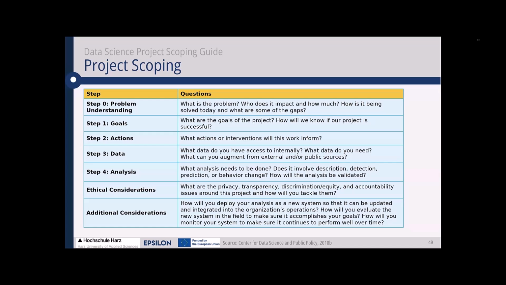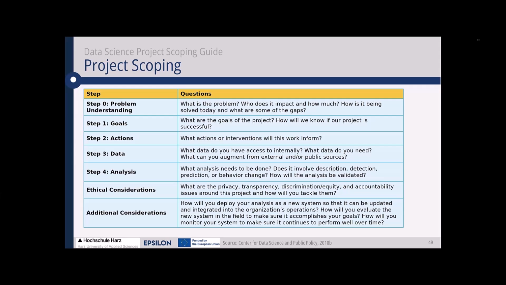Then you work on actions. So what actions do you need in order to make your project work? What data do you need in order to make your project work? And here, based on the data maturity, you might already screen the organization and ask yourself, what kind of data do you need? In which format do you need it? And do you have access to the relevant data? And if the data is not available internally, can you get it externally?